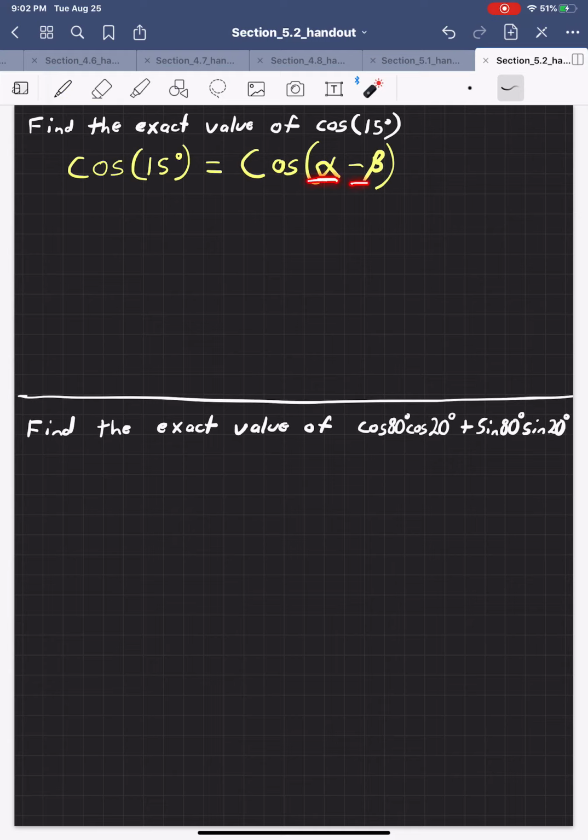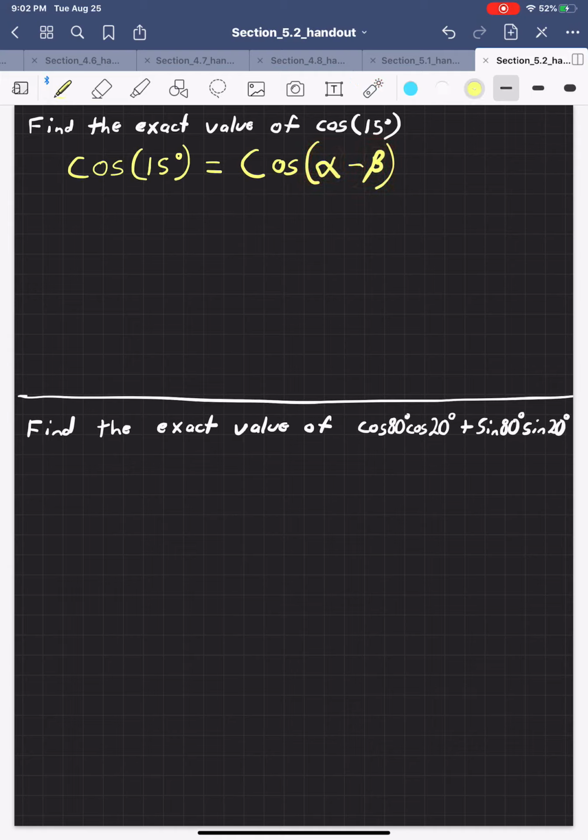Now, if you're paying attention, you would say, but professor, there's a whole lot of things that you could add to get 15, or subtract to get 15. So for example, 50 minus 35 is 15, or 25 minus 10 is 15. But we want alpha to be an angle on your unit circle, and we want beta to be something on your unit circle. So watch how I'm going to do this.